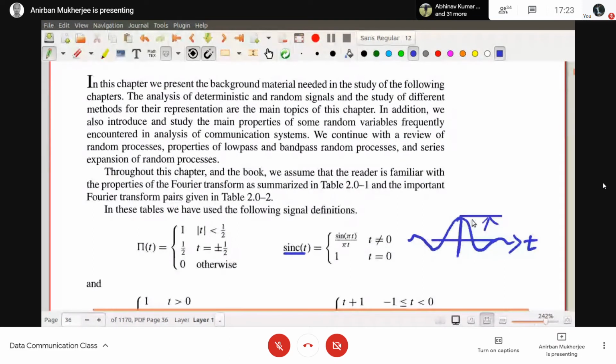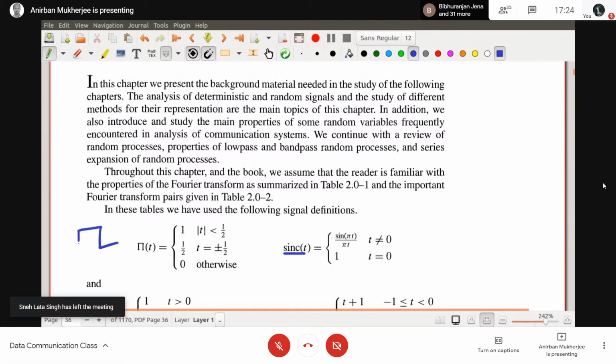This symbol, the big pi, is a box function. So the box function is something like this: it is 1, and it is 0.5 at the edge.